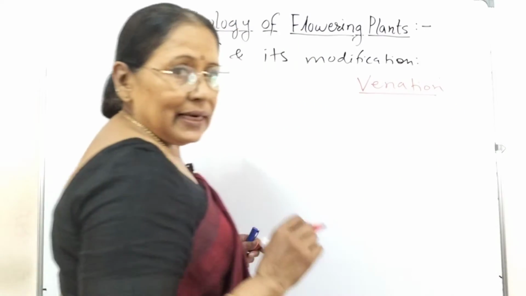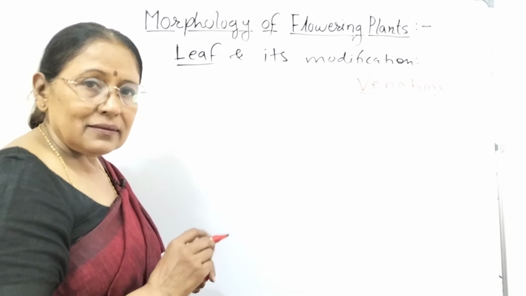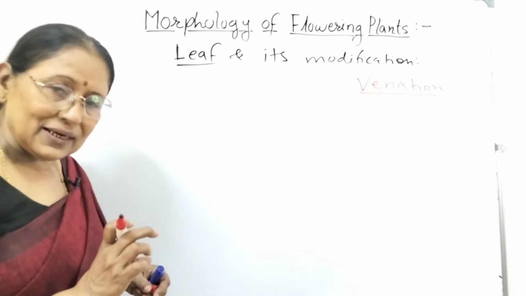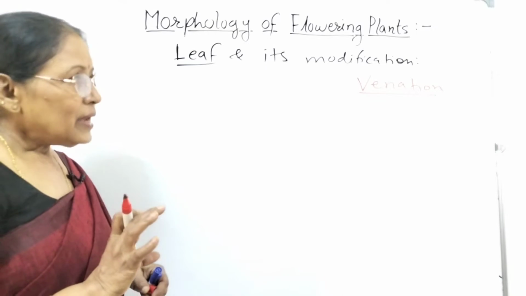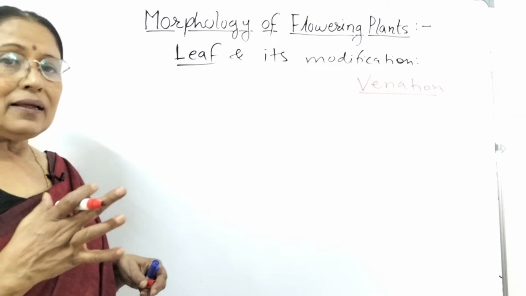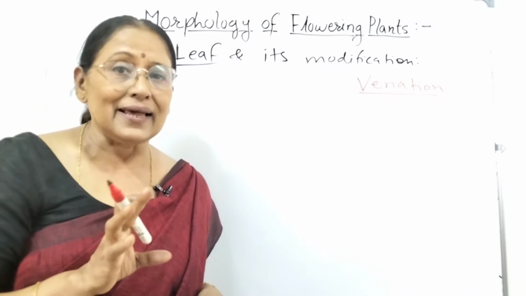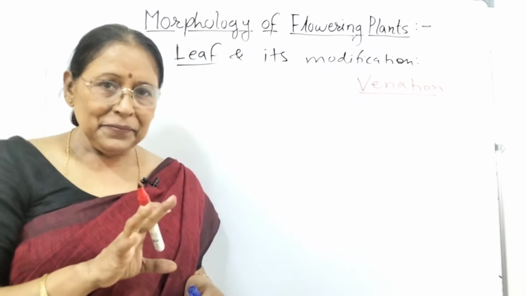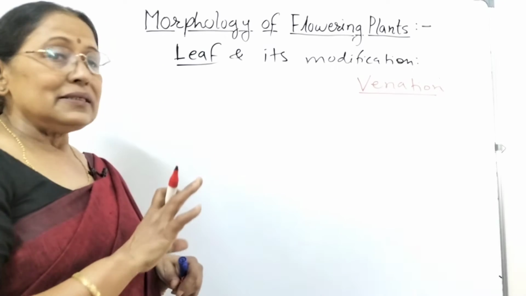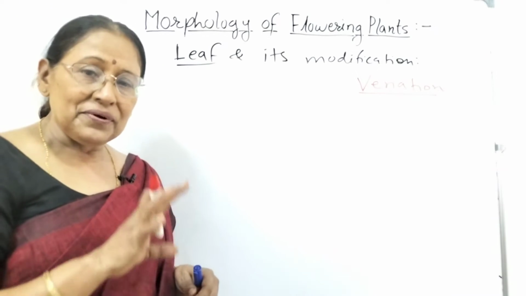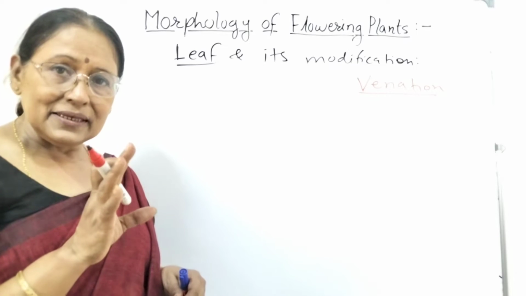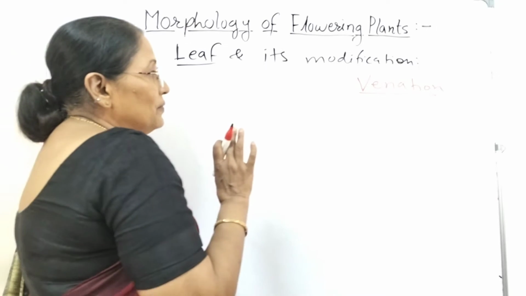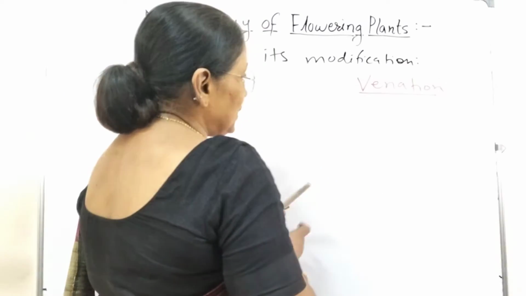The veins and veinlets you already know: the xylem and phloem tubes which pass through the leaf lamina. So venation is simply how the veins and veinlets are arranged in the lamina. I repeat, venation is the arrangement of veins and veinlets in the leaf lamina. It may be of two types. What are the two types?